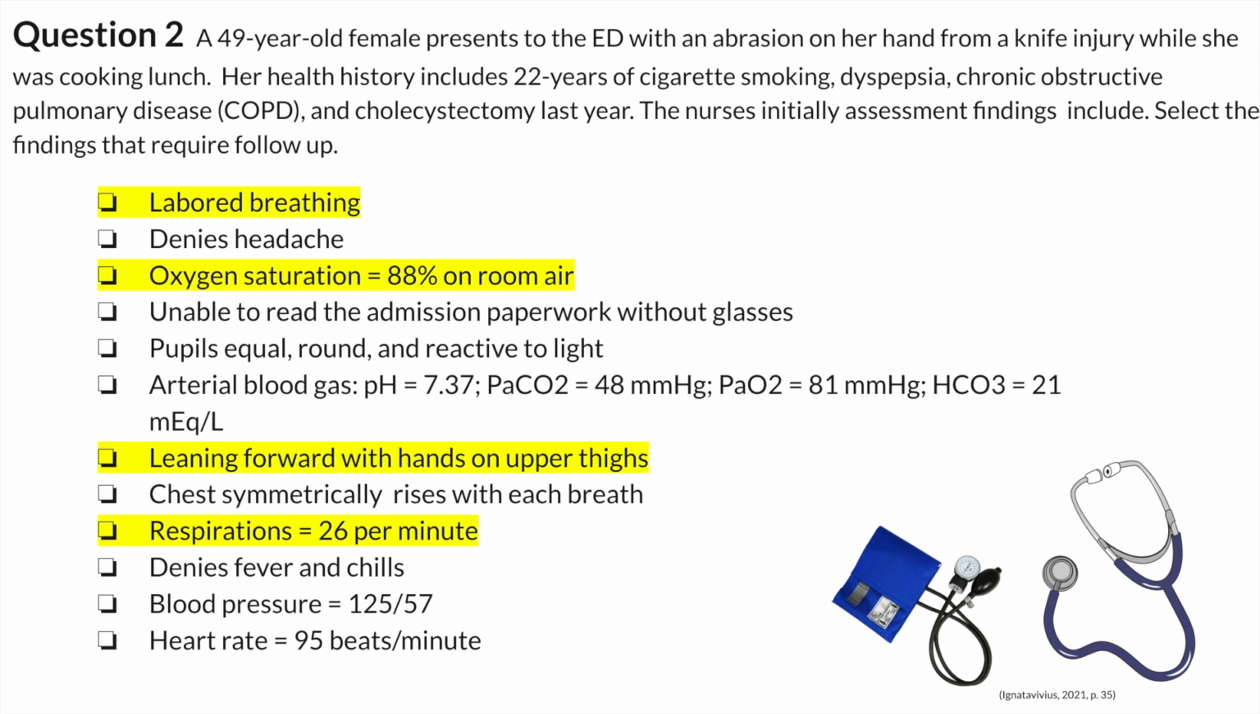Respirations of 26 a minute. This is elevated. Normal respirations are 10 to 20. And respirations of 26 a minute reflects that respiratory distress and is another cue of a COPD exacerbation.